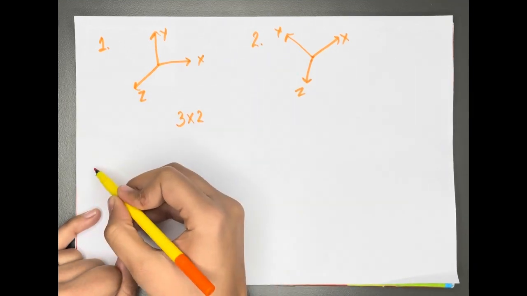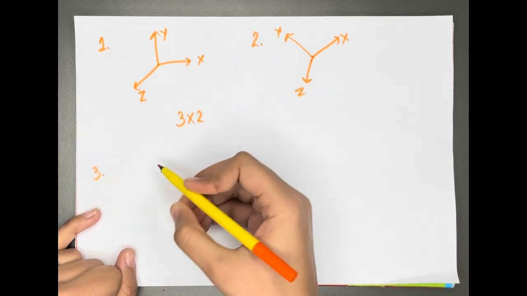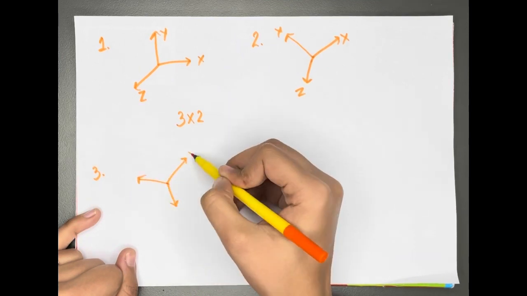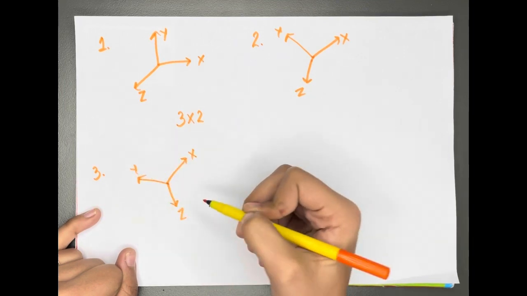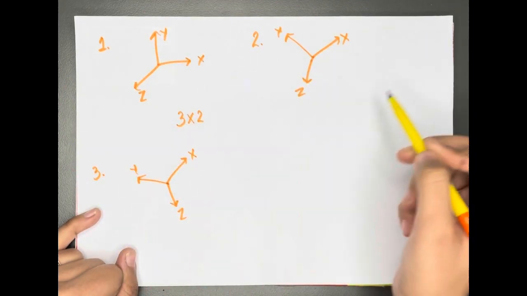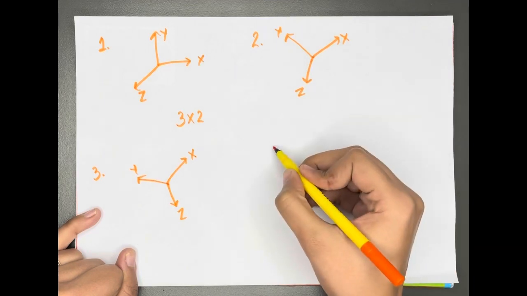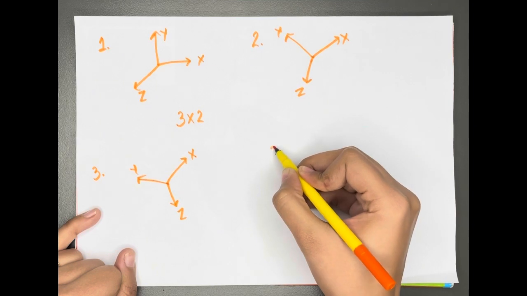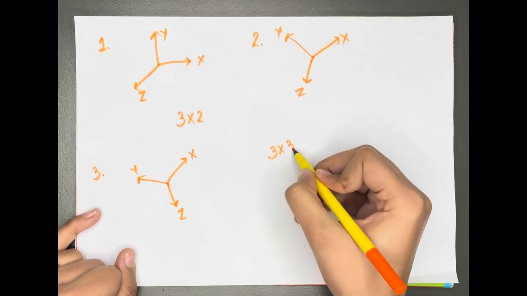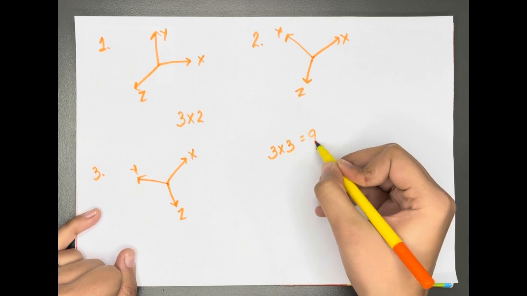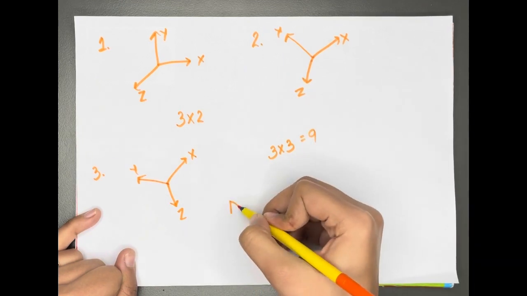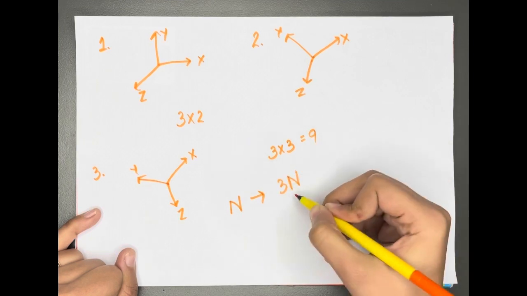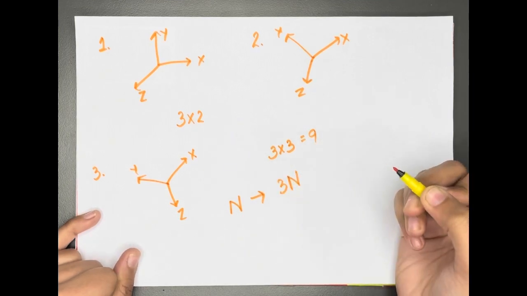Now suppose we have another particle 3. It can also move in three possible directions, x, y, and z. Now suppose we have a system of these three particles. We can describe the number of directions required to describe the motion as 3 into 3 equal to 9. Now for n particles, we can say that we require 3n number of directions to describe the motion.